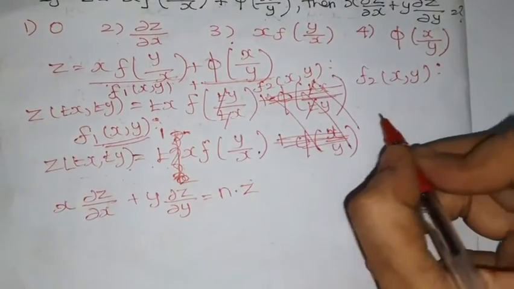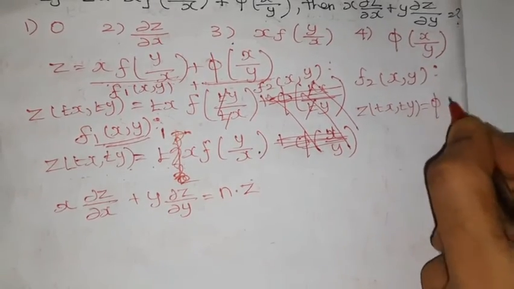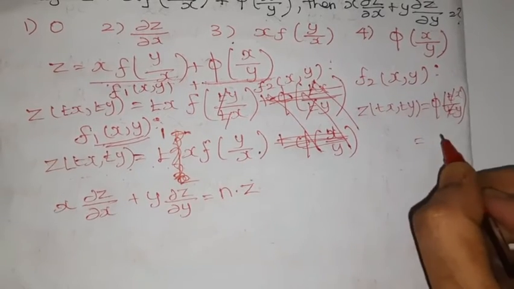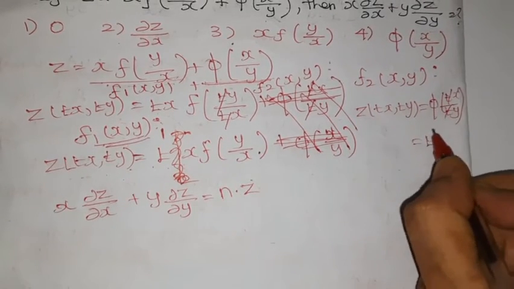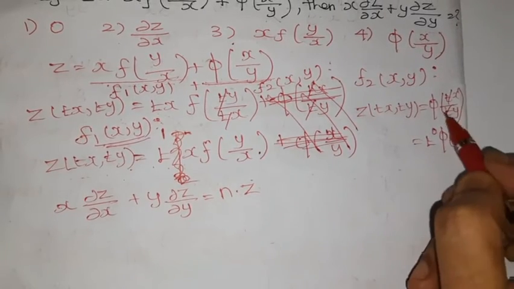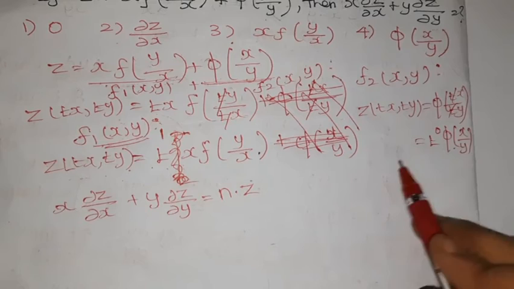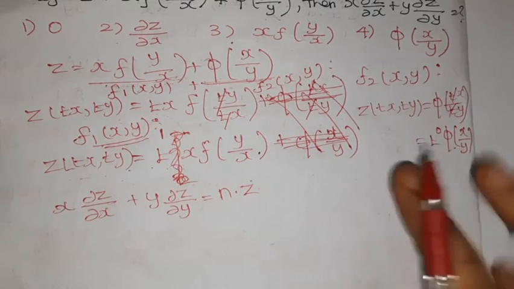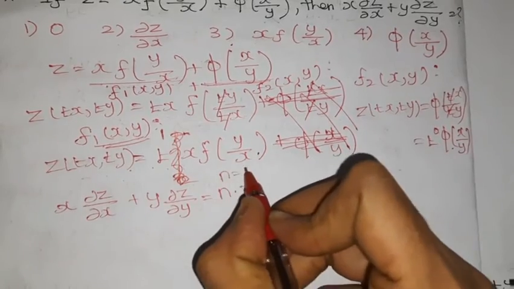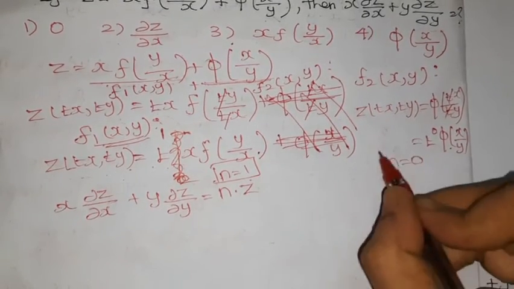For function 2, what is function 2? z of tx comma ty equal to phi of tx by ty. So this and this will cancel. We get phi of x comma y. We can write it as t power 0. Nothing is multiplied there, so it is multiplied by 1 alone. So it is a homogeneous function with degree 0. Here n equal to 1 for function 1. For function 2, n equal to 0.